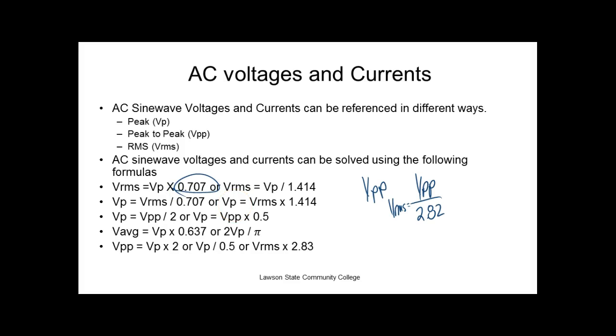0.707. Because now if I measure peak to peak and it's 120 volts peak to peak, well then what's peak going to be? Well, it's going to be 60 volts. I can do that in my head. And then I can take that and multiply it by 0.707, and that would give me the RMS value. Y'all understand that? That makes sense.